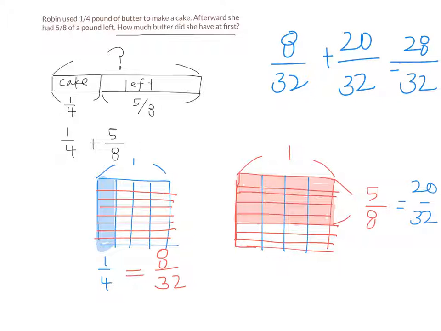What's 28 divided by 4? What's 32 divided by 4? 8. So the answer is 7/8, but I need some sort of unit. Let me give you a hint. Every time we do word problems, you'll need some sort of unit. What should the unit be? Pounds. Good. Okay.